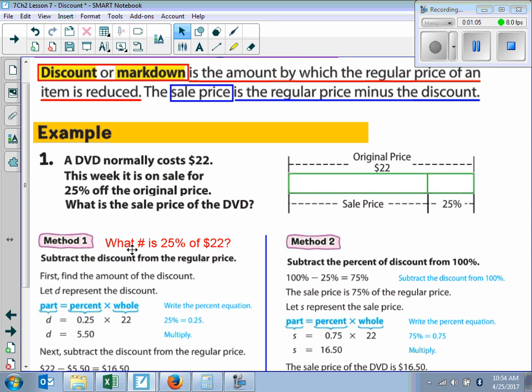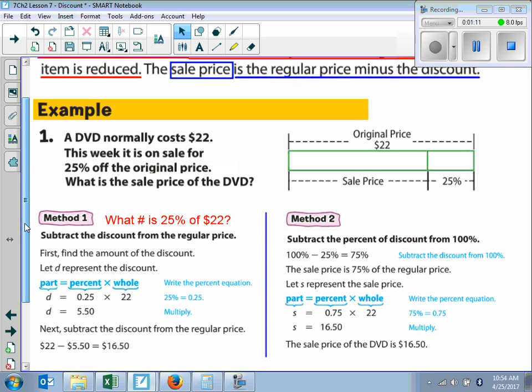So once you know what your what number is question is, then you can continue with writing your percent equation. So here, this is the discount that we're solving for. So that's going to be D is equal to 0.25, that's 25%, times 22. And when we multiply, there is our discount, $5.50. Now, when you know you're getting a discount, you're getting an amount taken off the original price, so you're going to have to subtract from the original, okay? So that's how you get the $16.50.